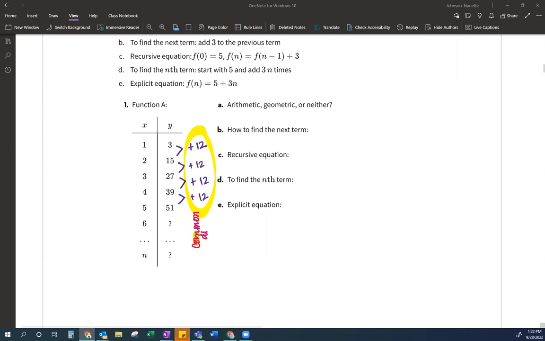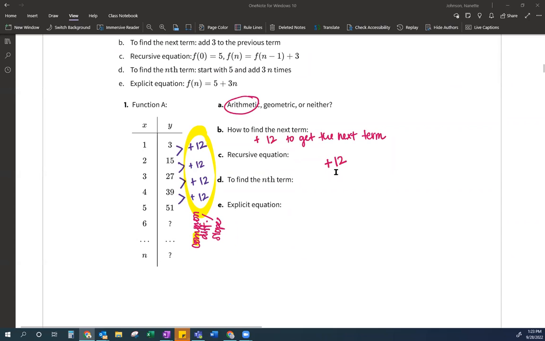How am I going to find the next term? What would you say? Do I already have the answer? Yes, exactly. I'm going to say add 12 to get the next term. Okay, what else do I know? Well, I already know that the recursive equation is going to be something, something, something plus 12.